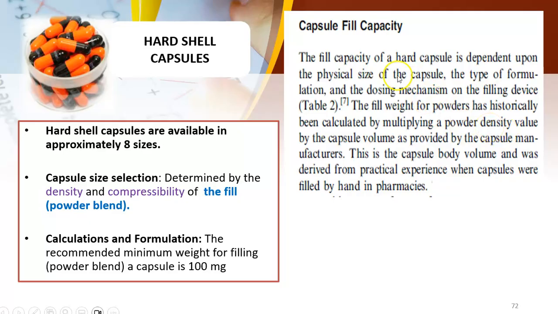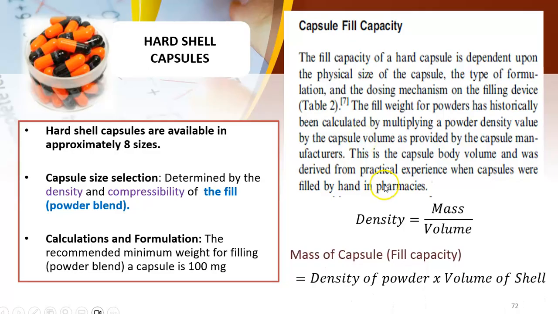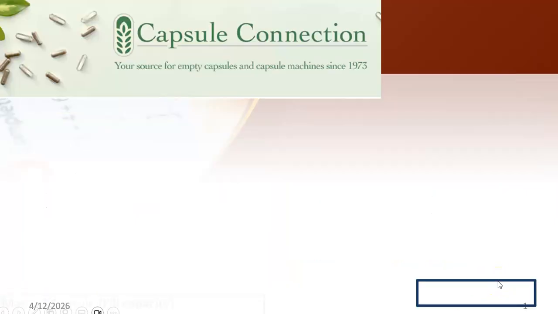So the fill capacity of a hard shell capsule is dependent on the size and the type of the formulation. The fill weight of the powder can be calculated using the density value and the volume of the capsule shell, and that's what we are going to focus on. So once you have the density of the powder, you can make mass the subject of the formula to find out the fill capacity for the powder that you're dealing with, and the volume of the shell is always given.